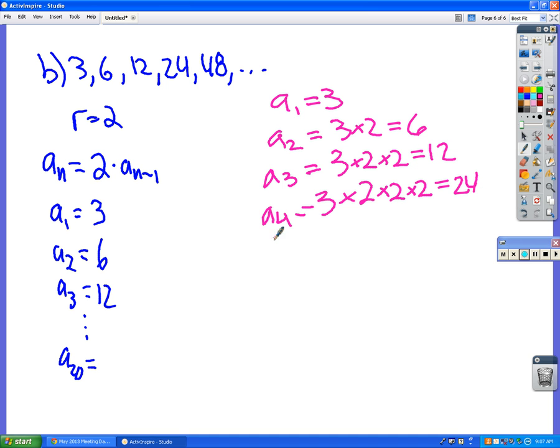Okay? So if I'm going to do A20, I'm going to go 3 times 2 times 2 times 2 times 2 times 2. What? 19 times. One less than the term that I'm trying to find. To get A2, I multiplied by 2 once. To get A3, I multiplied by 2 twice. So to get A20, I'm going to multiply by 2 19 times.